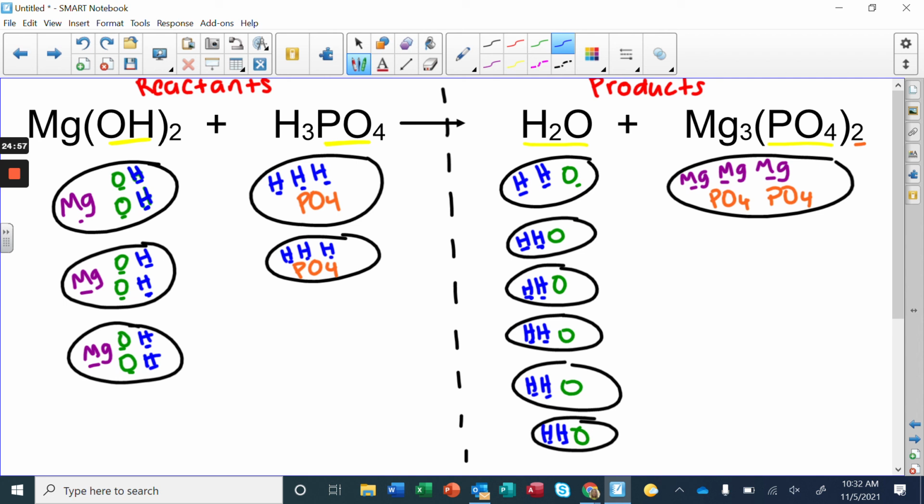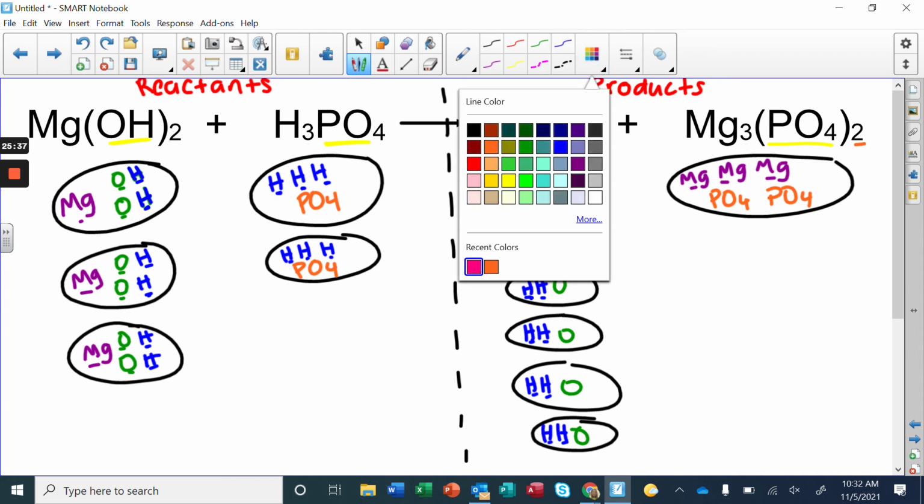Go back to the beginning. Let's make sure everything else is balanced. On the reactant side, I have 1, 2, 3 magnesiums. On the product side, I have 1, 2, 3. On the reactant side, I have 1, 2, 3, 4, 5, 6 oxygens. And on the product side, I have 1, 2, 3, 4, 5, 6 oxygens. Then my hydrogens, I have 1, 2, 3, 4, 5, 6, 7, 8, 9, 10, 11, 12 on the reactants, and 1, 2, 3, 4, 5, 6, 7, 8, 9, 10, 11, 12 on my products. And then the last is the phosphates. So this one is balanced.